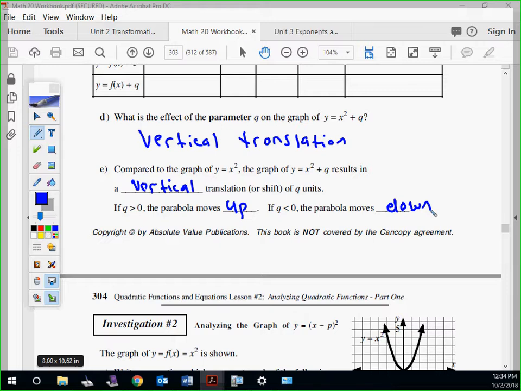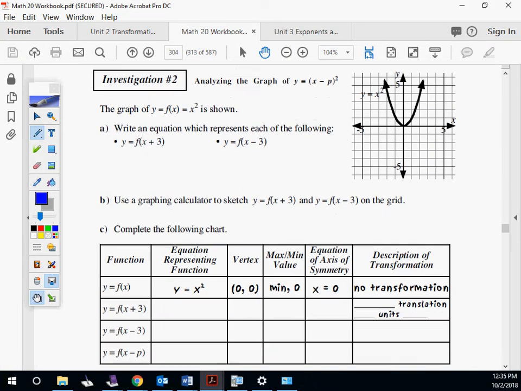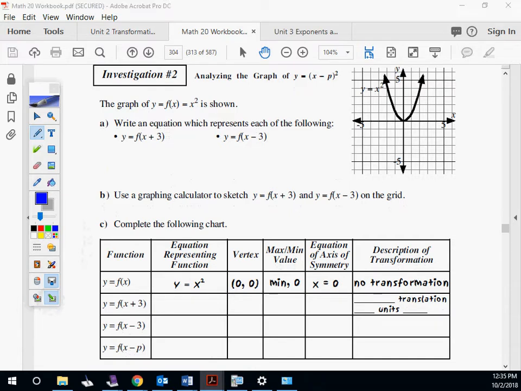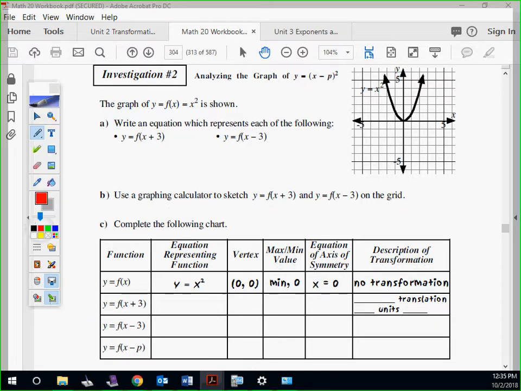We're going to adjust investigation 2 just a little bit, and you'll see why in a second. All right, same type of thing. We're going to look at 2 graphs and see what they're doing. Let's do this one red. So f of x plus 3. What happens is that means x plus 3 goes in for x, so y equals x plus 3 squared is how you rewrite it.